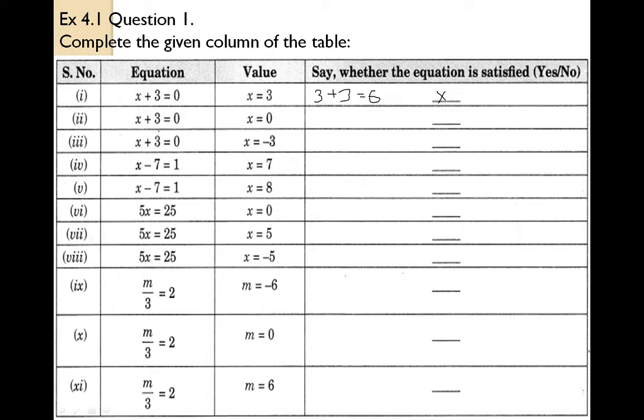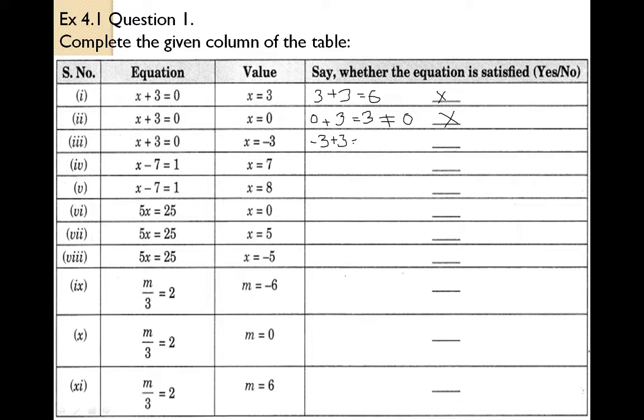The second is x plus 3 is equal to 0. So we have to put the value 0 in place of x. So 0 plus 3, we get the answer 3, which is not equal to 0. That means this equation is not satisfied with 0. Next, x plus 3 is equal to 0 and the value is x equal to negative 3. If we substitute the value of x, we get negative 3 plus 3.